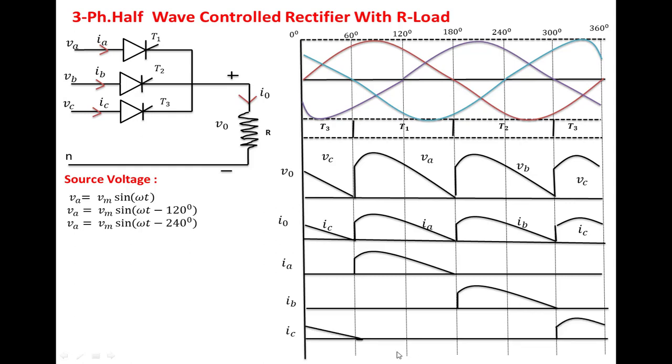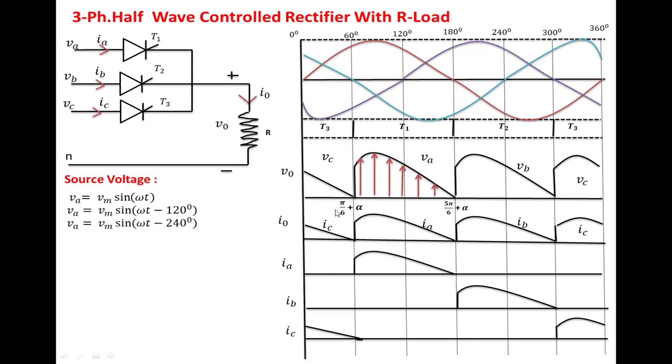To find the average output voltage from 60 degrees to 180 degrees, this is the waveform which is repeating. The base length becomes 180 minus 60, that becomes 120 degrees. Now we have to find out the area under this curve. Here, this point we can write as pi by 6 plus alpha, and this point we can write as 5 pi by 6 plus alpha.